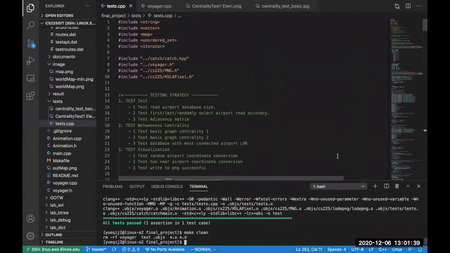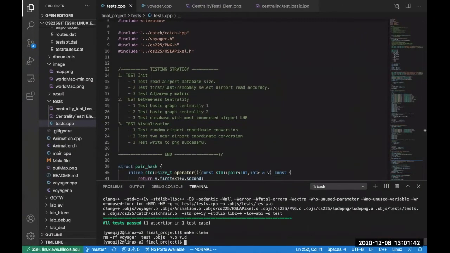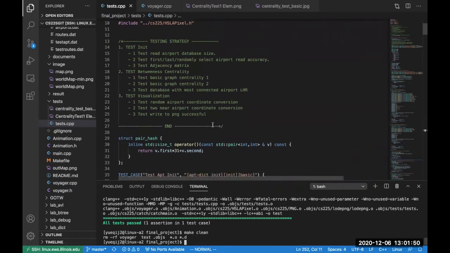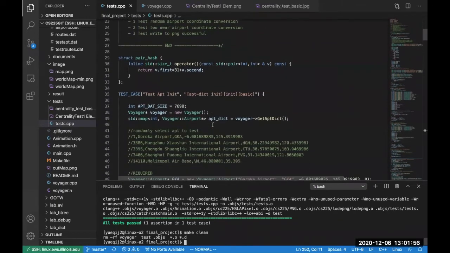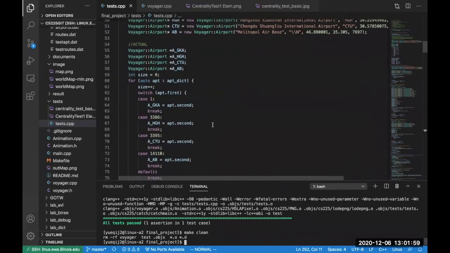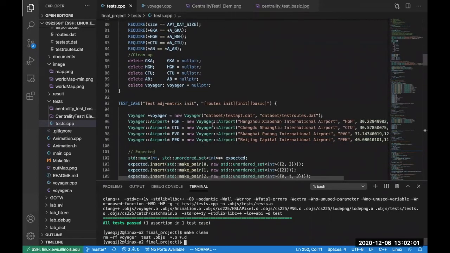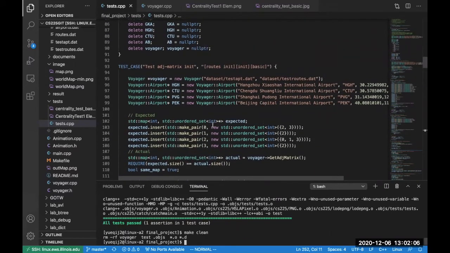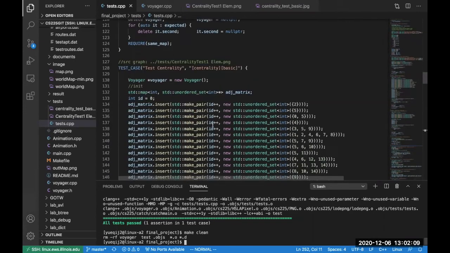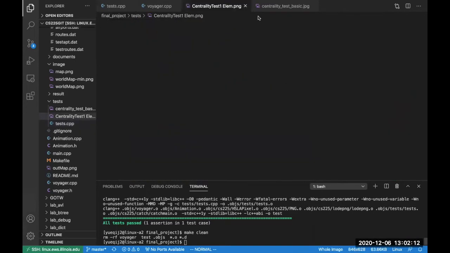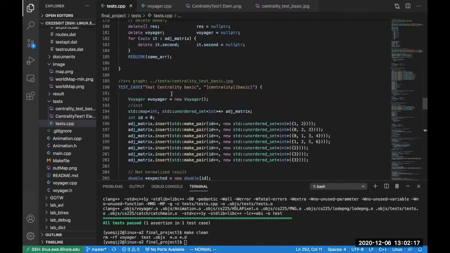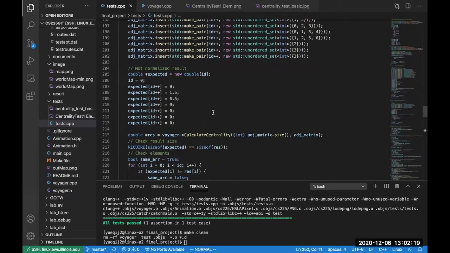First, I'm going to talk about our testing strategy. We divided our testing into three subcategories. Test initialization and betweenness centrality. In initialization, we test whether we read the database correctly, and we test whether we set our adjacency matrix correctly, and then we test centrality using two very basic graphs. After that, we test our centrality using our real database.